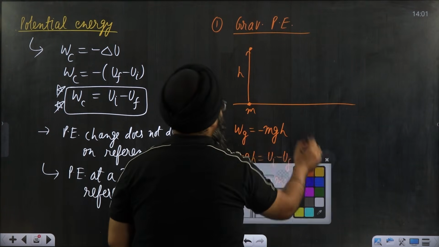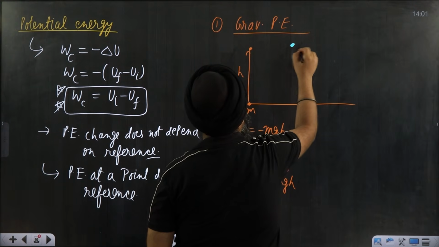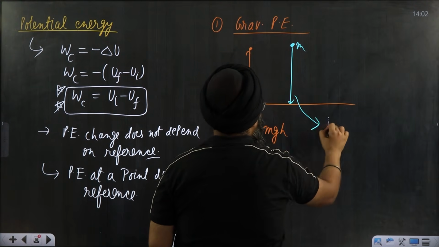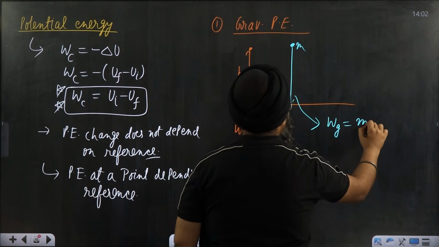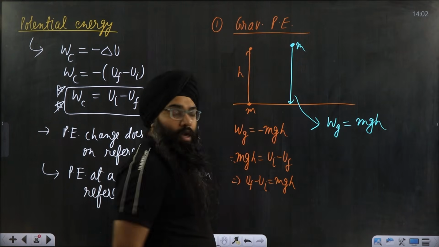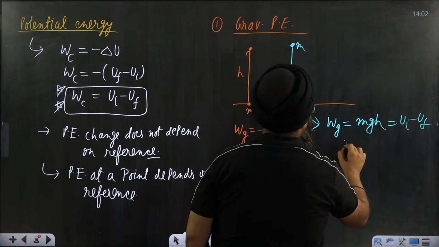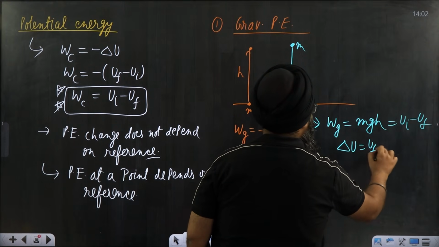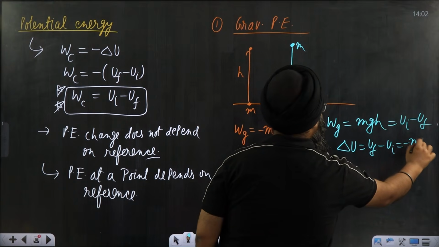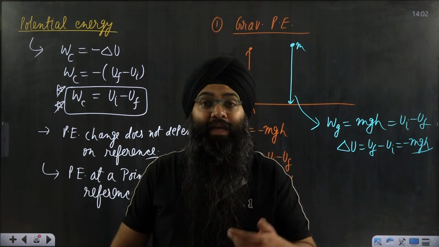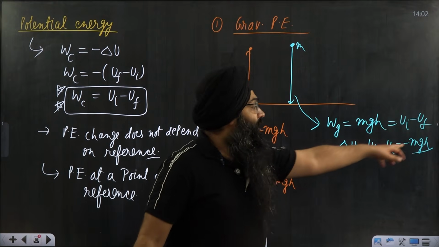Suppose the particle is going down, from here to here. In this case, what is happening? Work done by the gravity is coming out to be positive. And if the work done is positive, that is equal to U initial minus U final. So the change in potential energy, U final minus U initial, will come out to be negative, minus mgh. The work done by the gravity is positive, but the potential energy is decreasing.